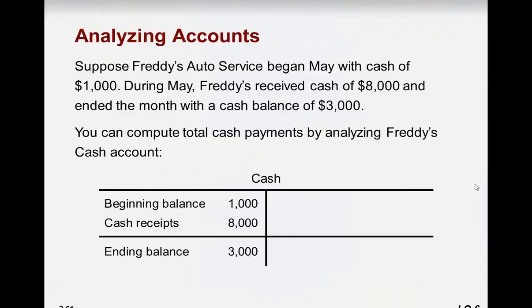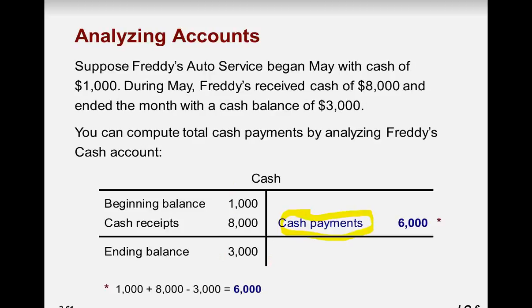You can compute total cash payments by analyzing their cash account. If they had receipts of $8,000, started with $1,000 and have an ending balance of $3,000, we need to calculate how much cash we paid out. So how much would we have to subtract from basically $9,000 to get $3,000? And hopefully you all are saying, oh, I know the answer to that. And that would mean our cash payments were $6,000 during the month.